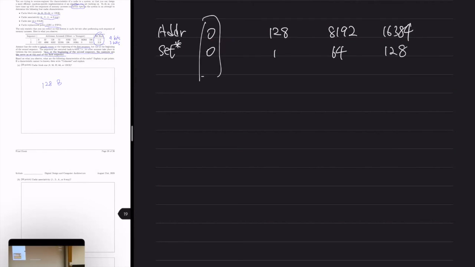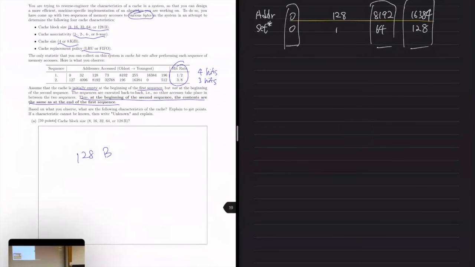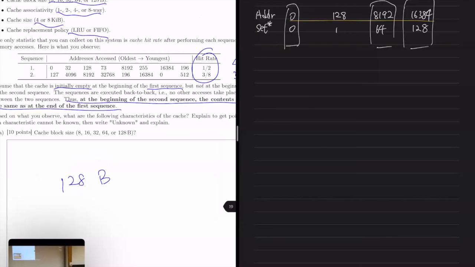So we can see that this and this address will map to the same set regardless of the cache size or associativity, because they're both multiples of 2. And then let's take a look at the addresses accessed by the second sequence.